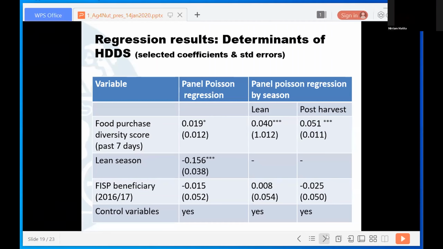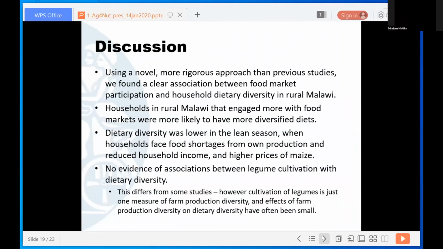Next slide. So what we are finding using this method, which we are saying is more rigorous than previous approaches, is that there is a clear association between food market participation and household dietary diversity in rural Malawi, and that households that engaged with food markets were more likely to have more diversified food diets.